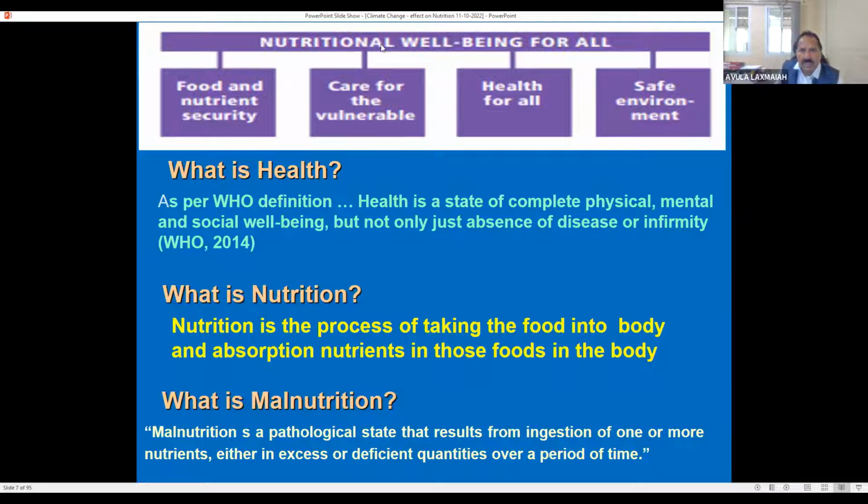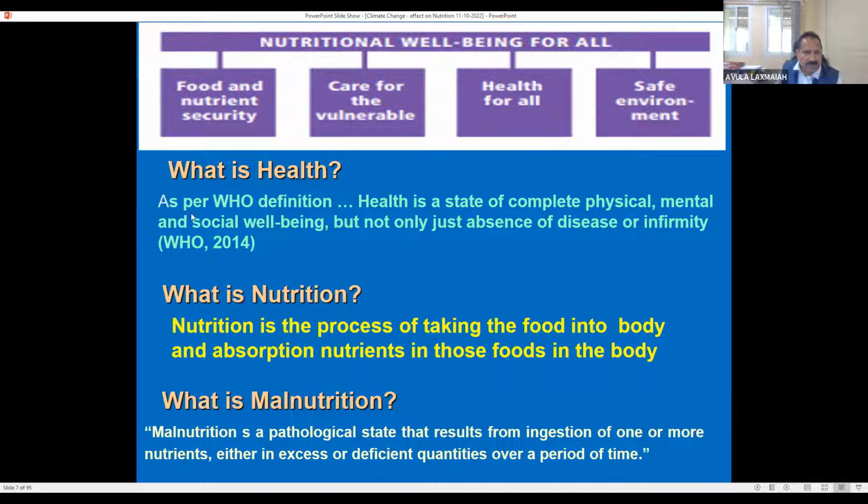So here, nutritional well-being for all has four important domains. One is food and nutrition security, then care for the vulnerable, health for all, and a safe environment. All these four parameters directly or indirectly are affected by climate change.